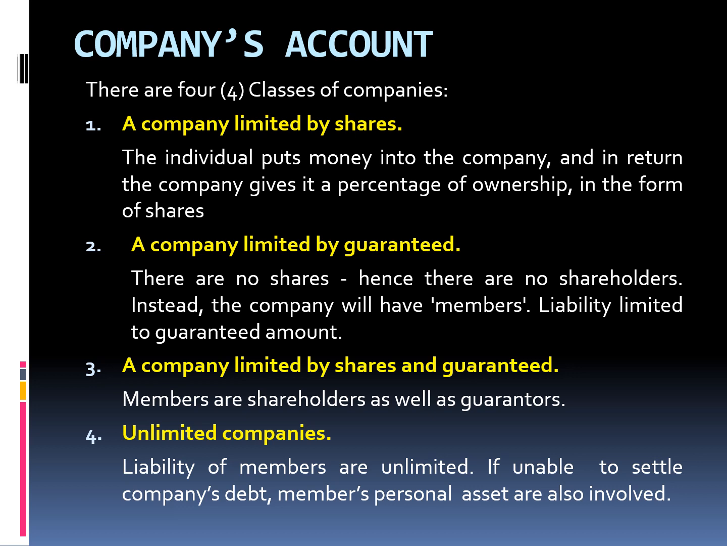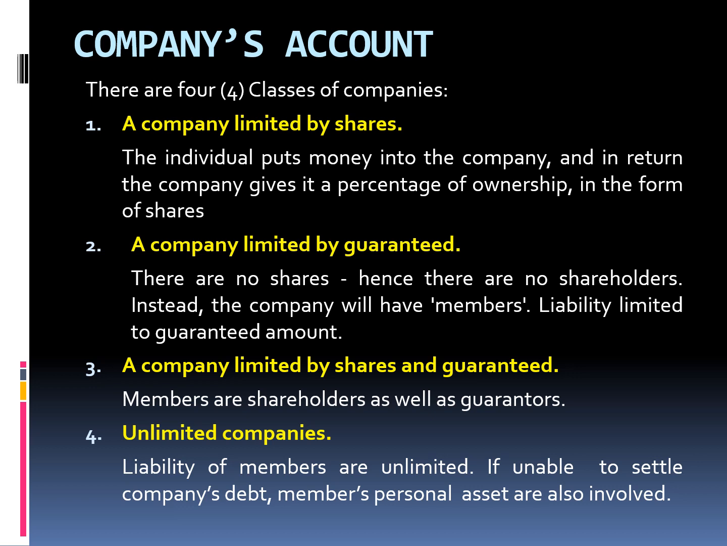Alright. Number three refers to a company limited by shares and guaranteed. Maksud ini both. Members are shareholders as well as guarantors. And the last one is unlimited companies. Unlimited companies refers to a company where the liability of members is unlimited. For example, if the company is unable to settle the company's debt, members' personal assets are also involved.